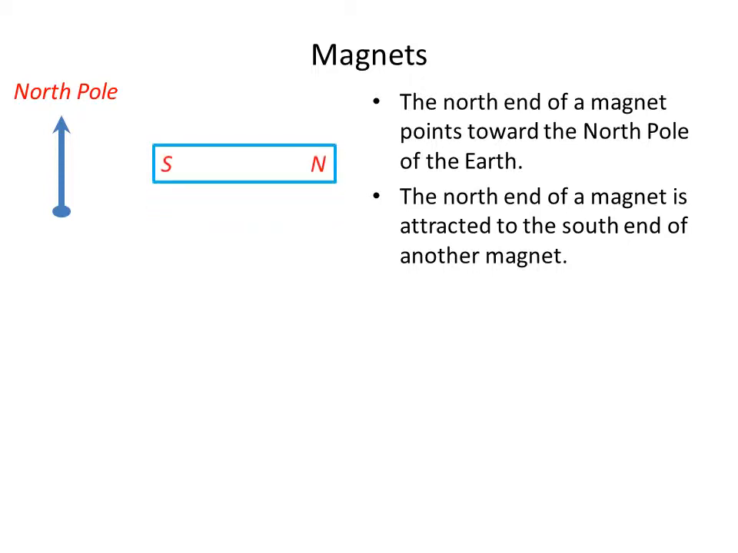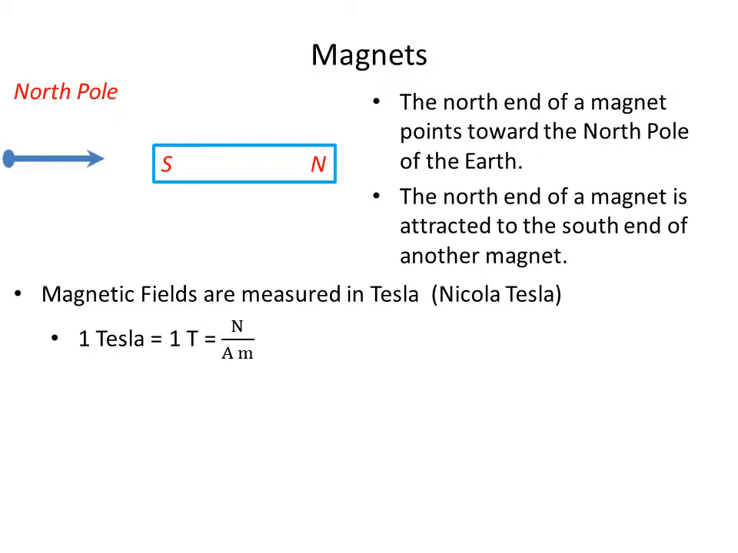So if we brought up a magnet with its south pole, the needle would turn and be attracted to the south end of this magnet. Magnetic fields are measured in Tesla, named after Nikola Tesla, the physicist. 1 Tesla is equal to a Newton per amp per meter.